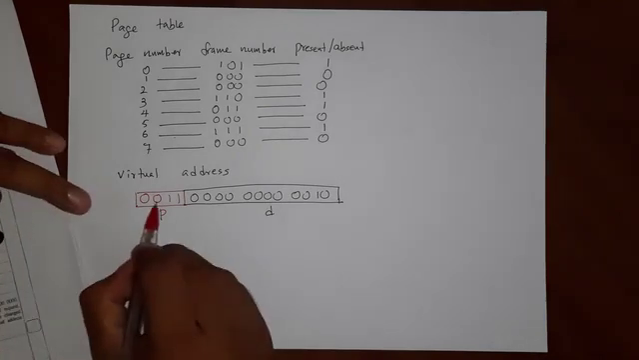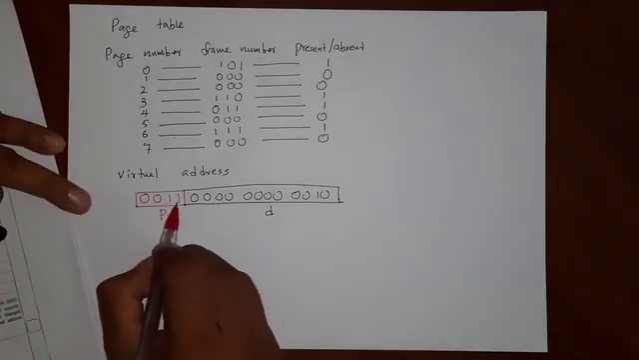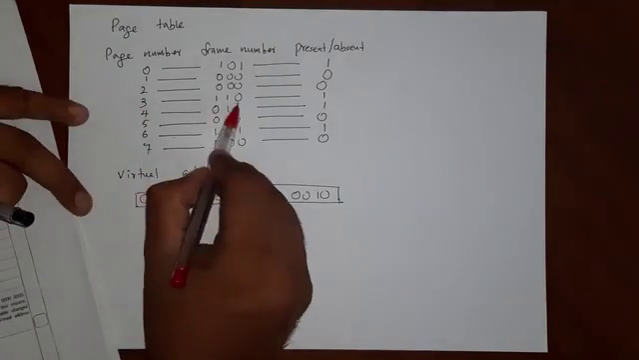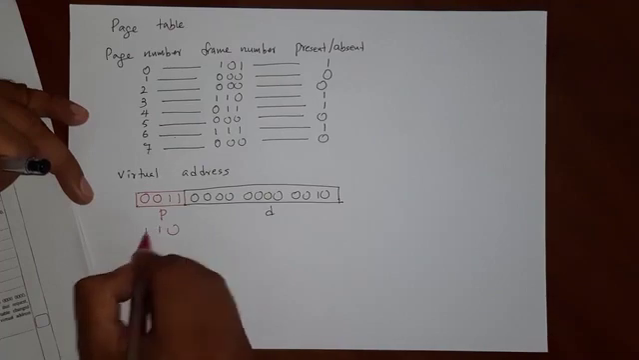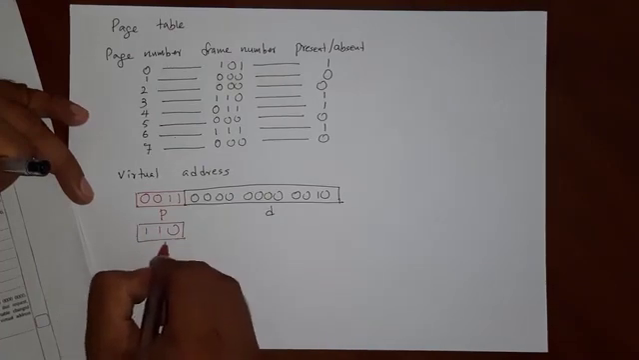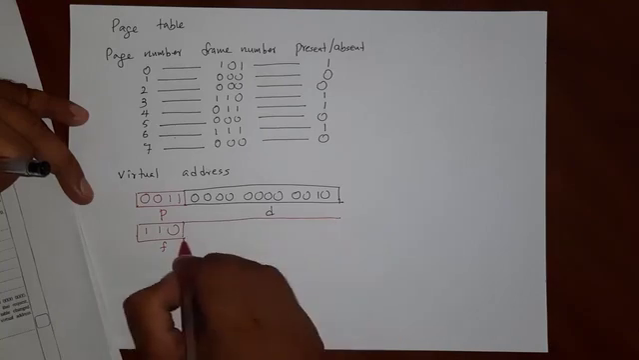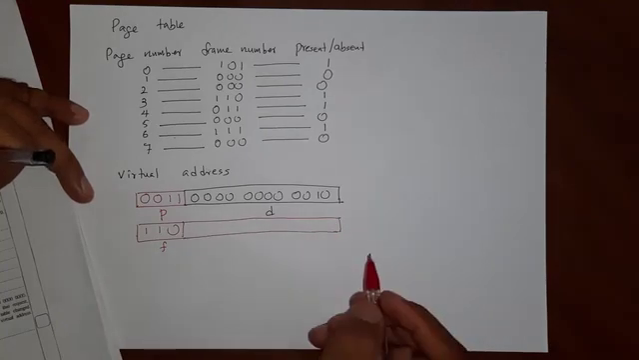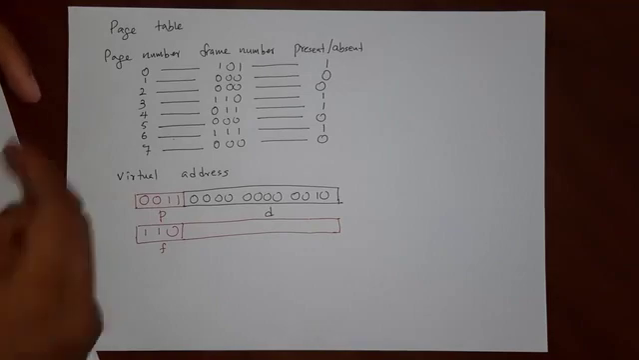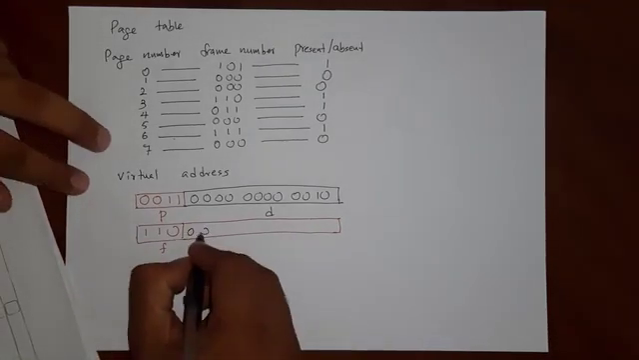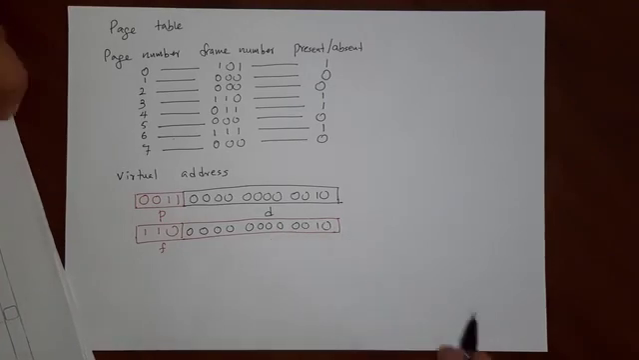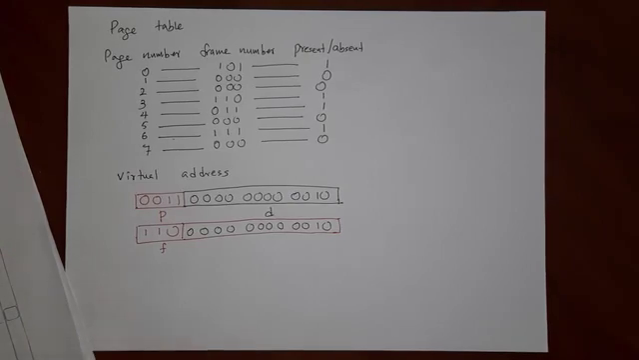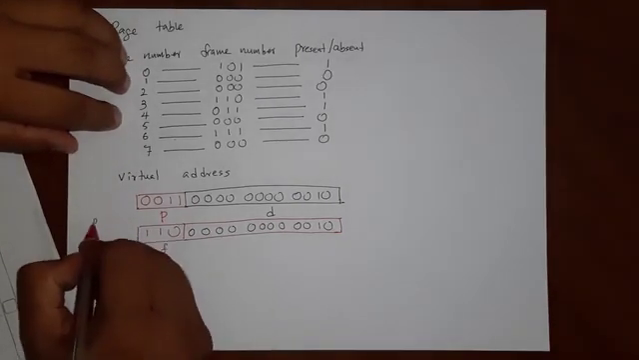You can see 0011. What's this? 11 is 3. The page number 3 is mapped into this frame, according to the details. 110 is the frame number, and the offset is 000000000010. So the above virtual address is mapped into the physical address, this one. So this is the physical address.